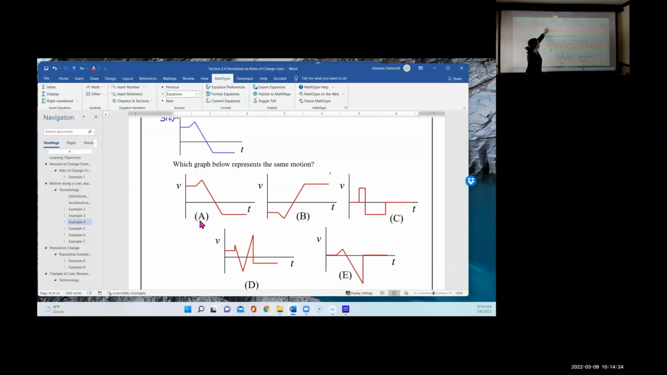So the first thing to note is that the position is not changing here, which means the velocity should be 0, right? So if the velocity is 0, it should be on the axis, on the t-axis. That knocks out A, B, and D, and only leaves us with C and E. So we've already eliminated 3 of them right off the bat. All right. It's not moving. The position is staying the same. The last section is also horizontal, so the position is staying the same. So the velocity is 0.